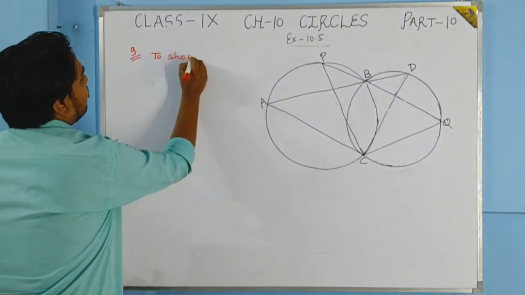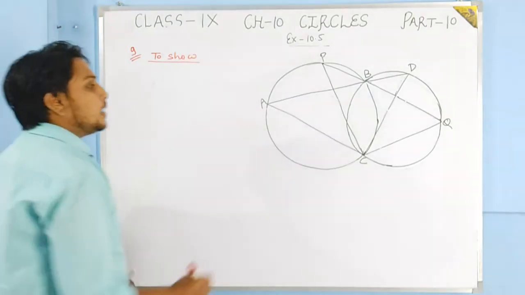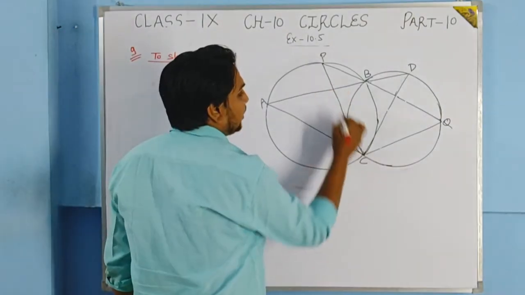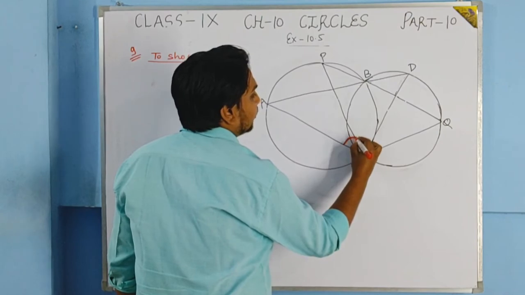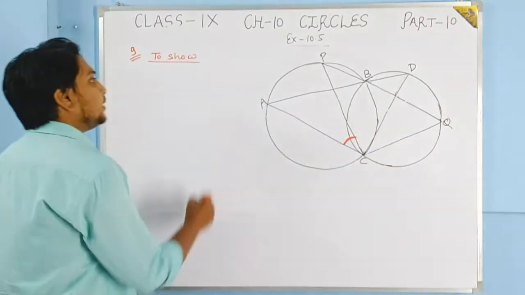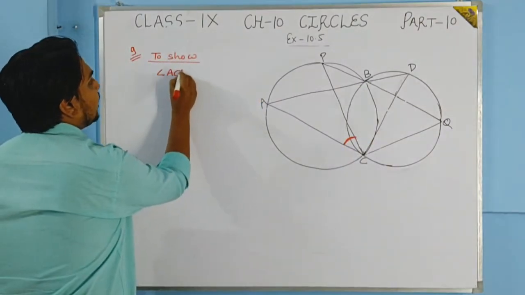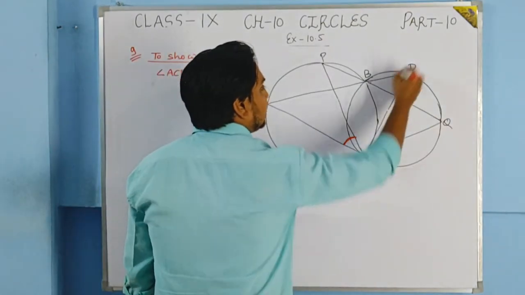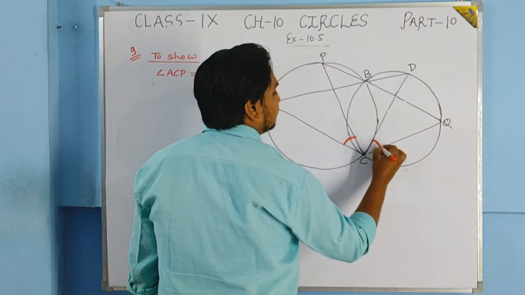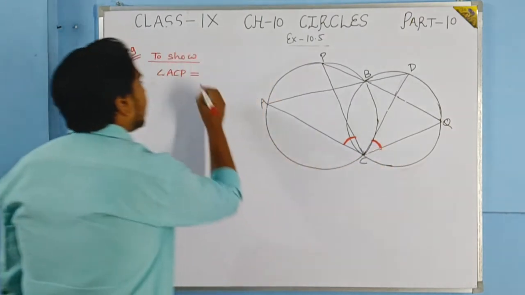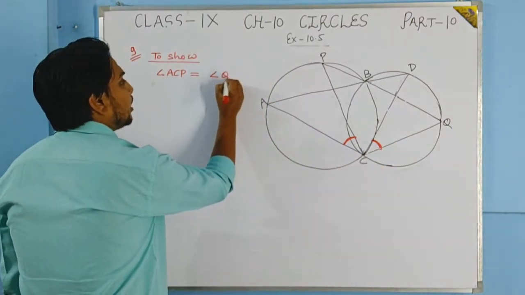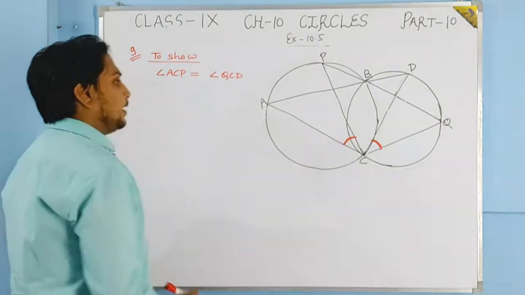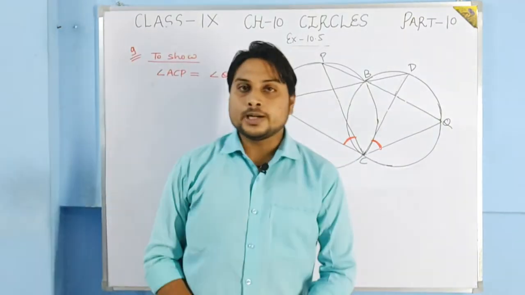You have to show that angle ACP, means this angle, is equal to angle QCD, means this angle. Okay, you have to show that angle ACP is equal to angle QCD. How will you show it, students?